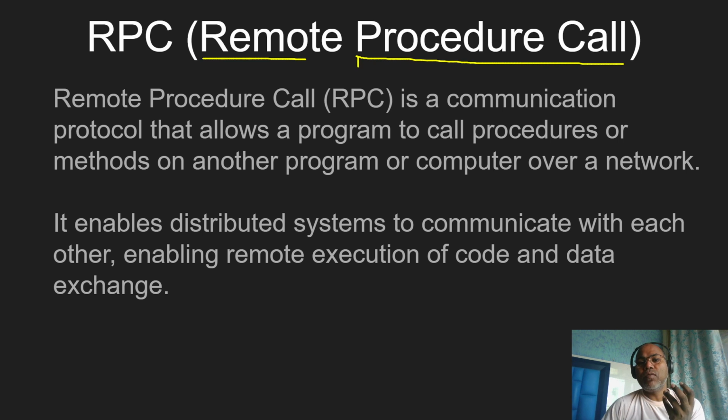Procedure here means any function or any method. Generally, in a programming language, you call a function, you call a method. If those methods are inside the same machine, inside the same process, it's called a local procedure call. But when the particular function or method you are trying to invoke is on a different machine, a different computer, a different server.